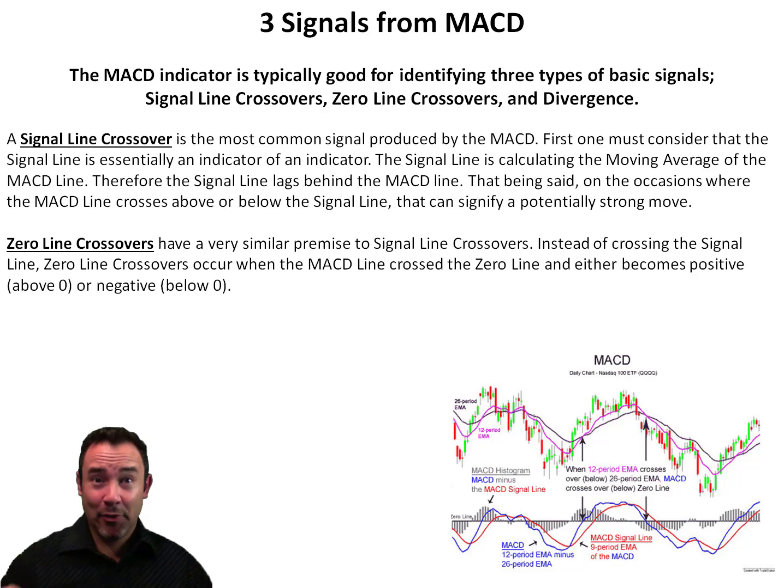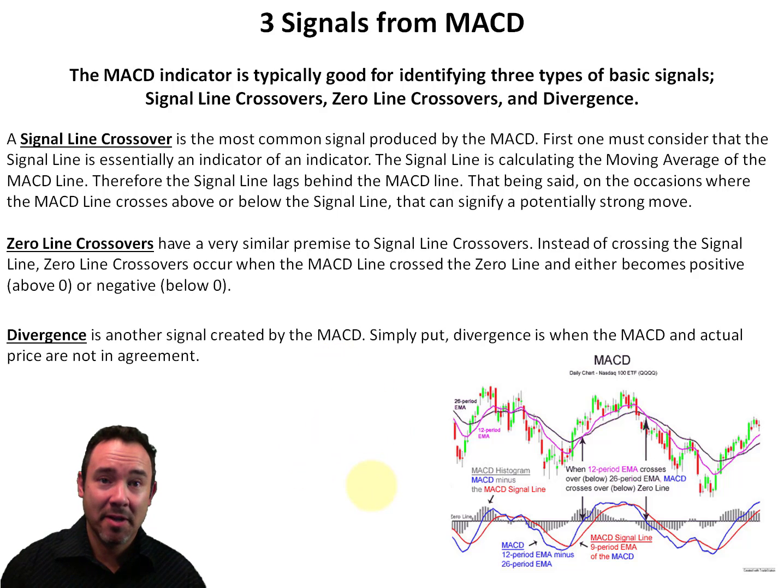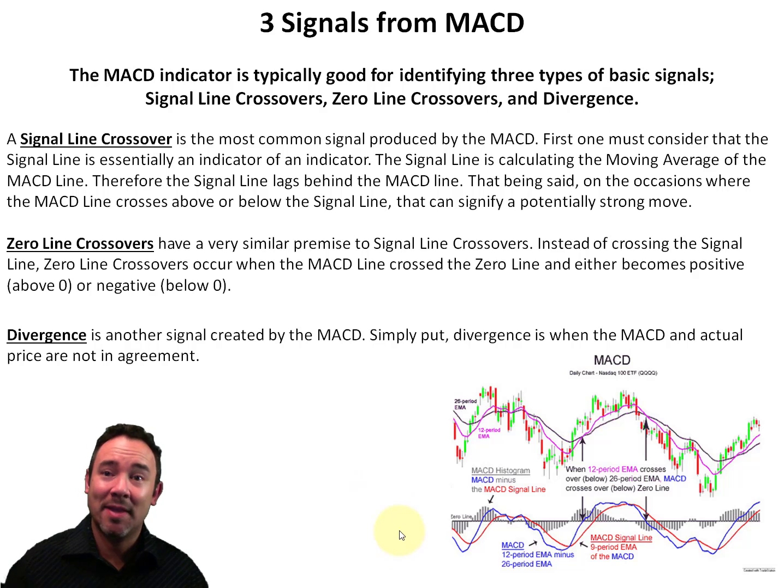Now, the third one is my most favorite, and I think the best one out there, and that is divergence. When I trade divergence, sometimes I have the best trades I've had for a long time. So here's how it works. Divergence is another signal created by the MACD. Simply put, divergence is when the MACD and the actual price action on your chart, not an indicator or oscillator, actual price, are not in agreement.